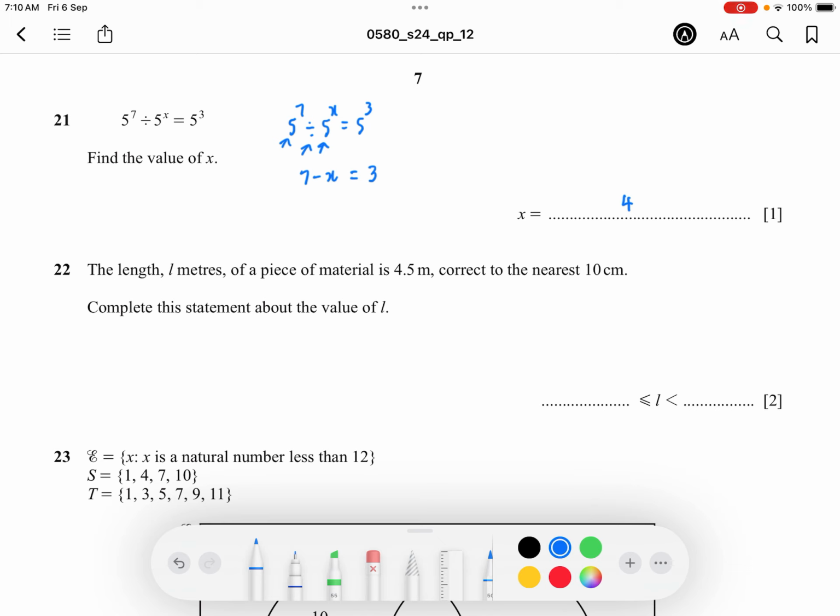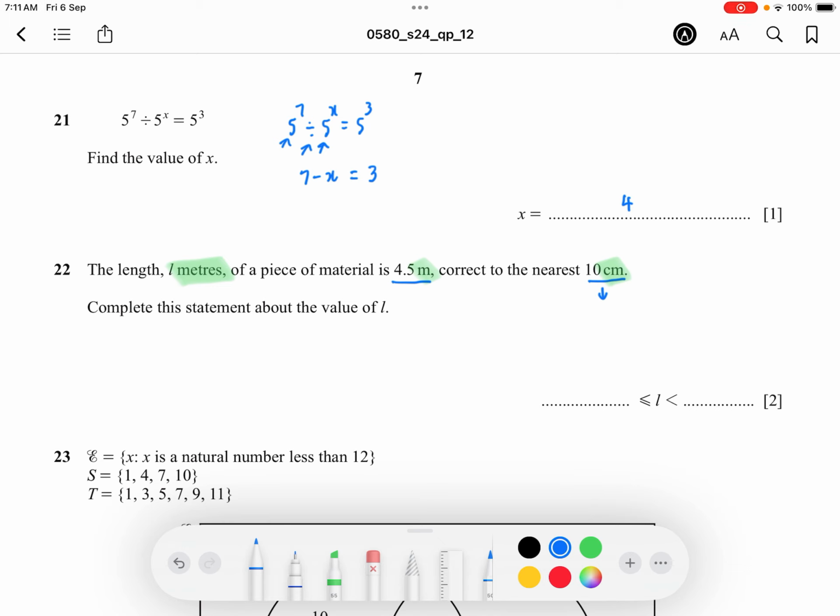The length L meters of a piece of material is 4.5, correct to the nearest 10 centimeter. Complete the statement about the value of L. First thing that you need to be aware of, these two are two different units. So you can't proceed yet. Make sure that it needs to be in the same unit. So we should be changing 10 centimeter into meter.